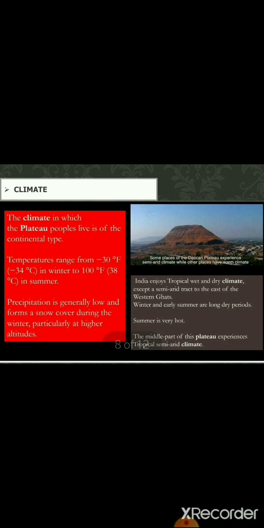India enjoys a tropical wet and dry climate except a semi-arid tract to the east of the Western Ghats. Winter and early summer are long dry periods. Summer is very hot. The middle part of this plateau experiences a tropical semi-arid climate.